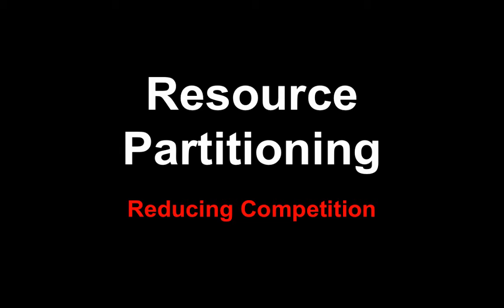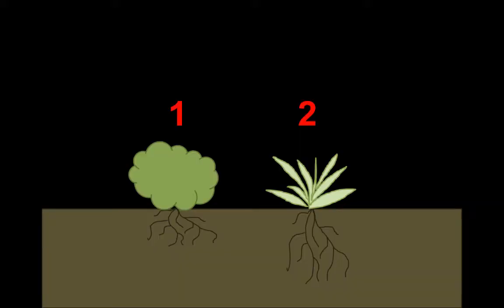In this, we're going to look at how resource partitioning helps reduce competition. So let's say we have two plants here, and plant number one has relatively shallow roots. Plant number two has, in general, much deeper roots.